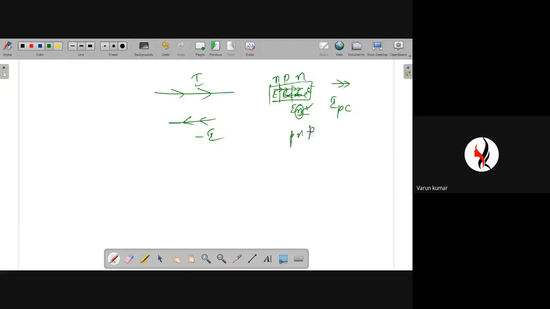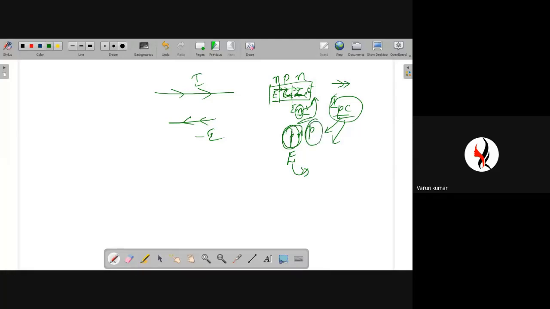INC is nothing but the collector current, where the collector is made of n-type semiconductor. For PNP it will be IPC, and for NPN transistor it will be INC. Clear? So that N indicates the material or the type of semiconductor.